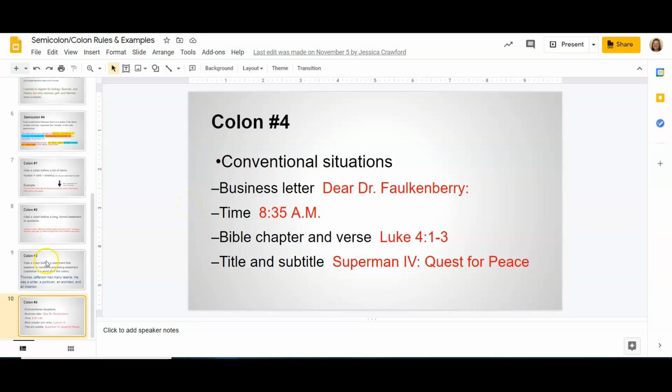That's it. Those are the 4 colon rules, and they're all lumped together in one assignment in your folder. If you have any questions, make sure you ask.